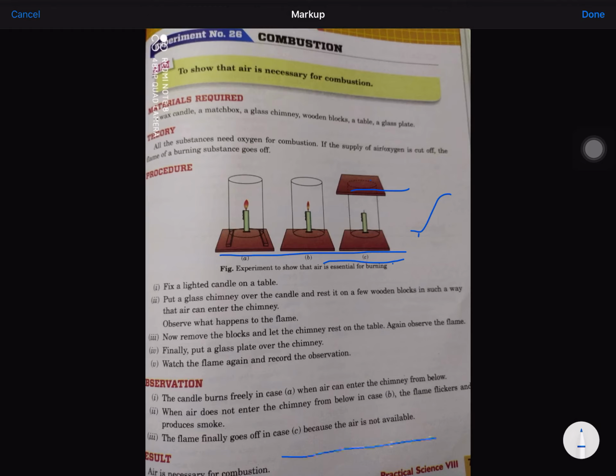Please beta ji, read this chapter properly. We will do one more activity related to this chapter, and we will take the revision of this chapter, and problems of this chapter, in the live class.